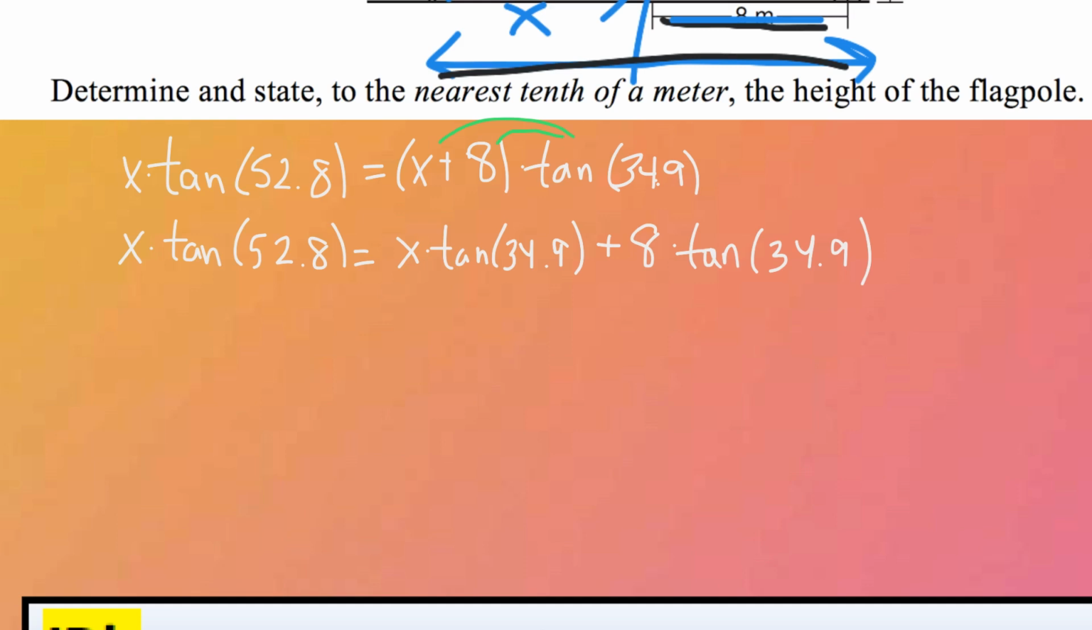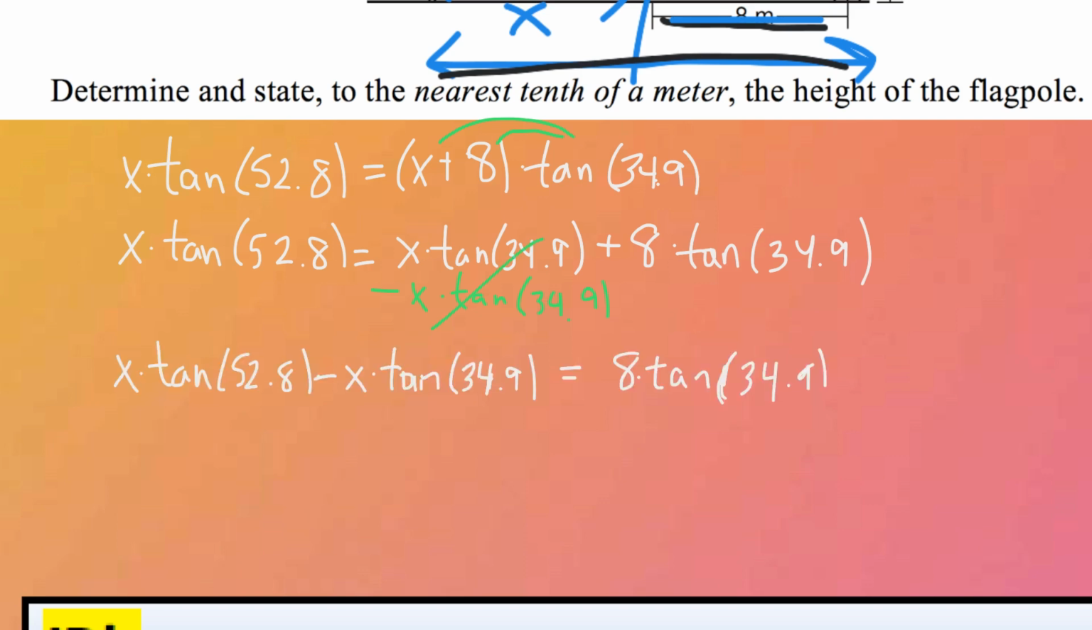After doing that, the next thing we want to try to do is move all of our x terms together to the same side. So I'm going to subtract this term in order to move it to the same side as the other x term. Now that we've done that, we can factor out the common term. Both of these terms have an x. So we factor out the x, and we'd be left with tan of 52.8 minus tan of 34.9.